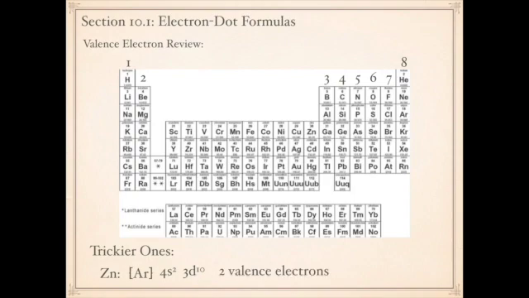So those are the trickier ones. It's still not that tricky, it's just that you can't count using the periodic table. So zinc has 2 valence electrons.